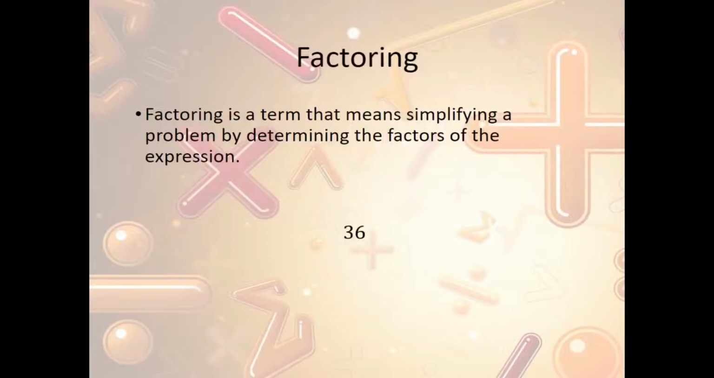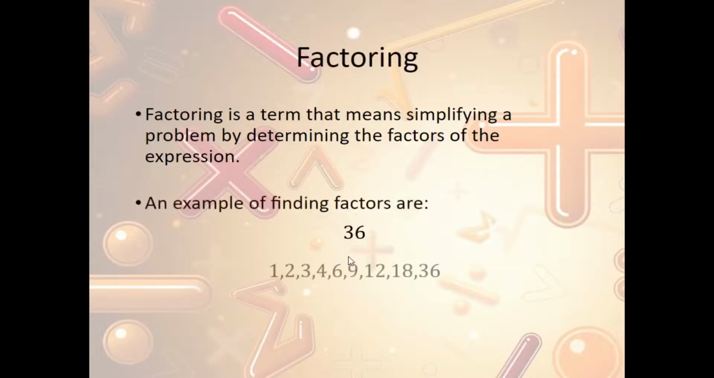Now factoring. Factoring is a term that means simplifying a problem by determining the factors of the expression. So we need to be able to pick out a common factor that exists within a number or a set of numbers. So in this case, let's just look at 36. What are the factors of 36? Well, we have 1, 2, 3, 4, 6, 9, 12, 18, and 36. These are factors because I can multiply all of these numbers by something and get 36. Or another way to look at it is 36 is divisible evenly by all of these numbers. So these are factors.